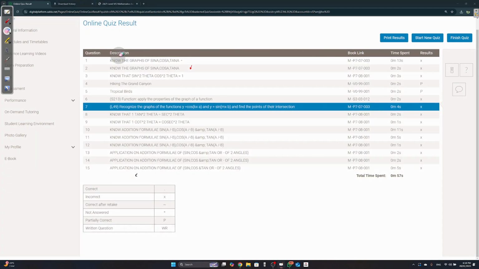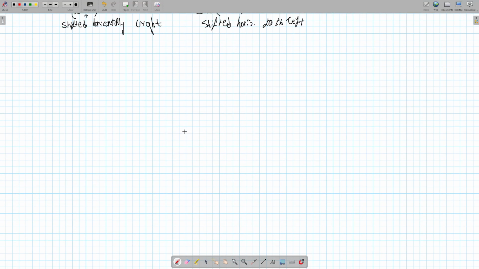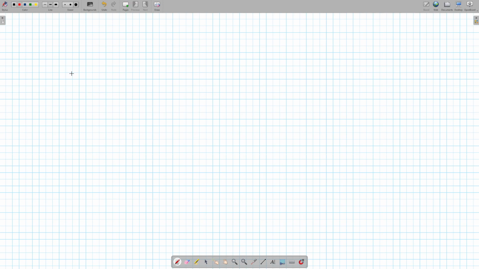Now we're going to do the trig identities. It's very easy, you just need to bear with me. The first trigonometric identity is cosine squared x plus sine squared x is equal to 1. How do you get this?